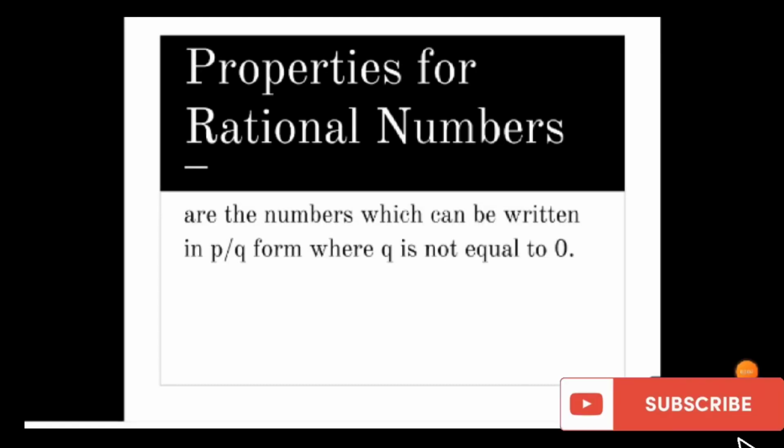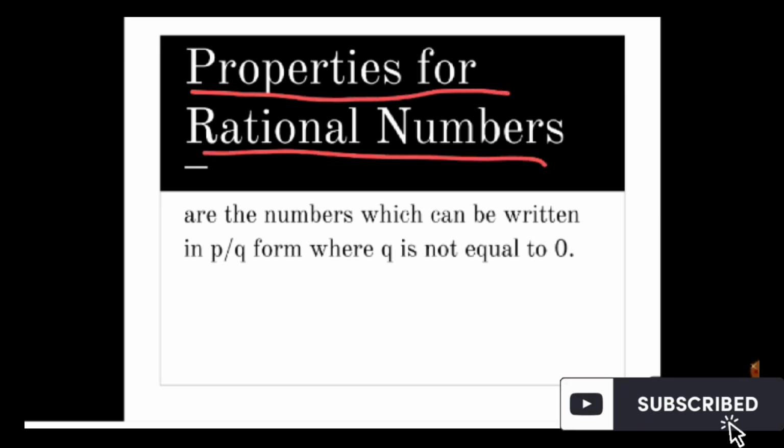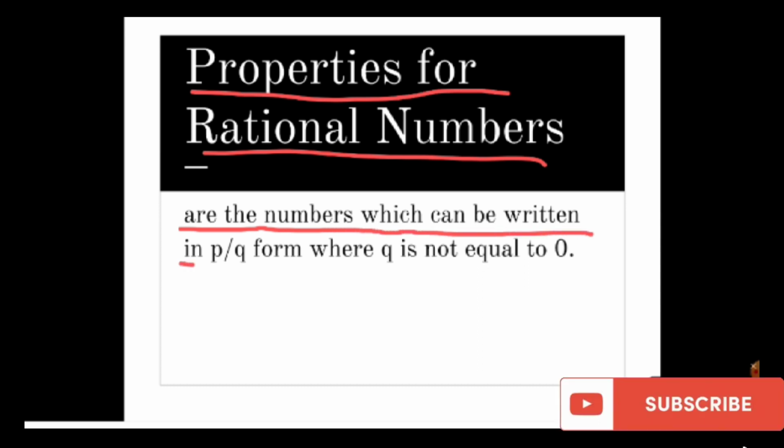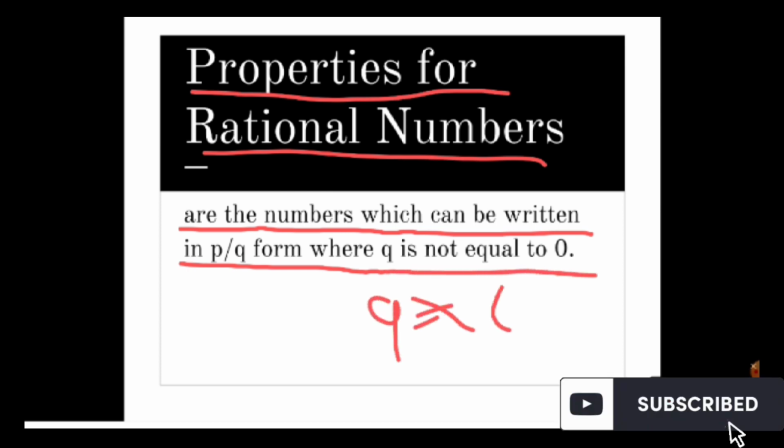Today we are going to learn the properties of rational numbers. Firstly, have you ever thought about what rational numbers are? Rational numbers are the numbers which can be written in p by q form where q is not equal to 0. But why? Why is q not equal to 0?